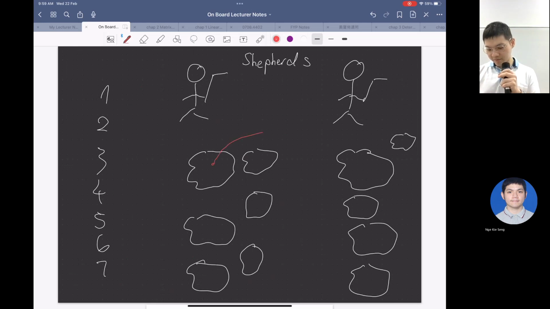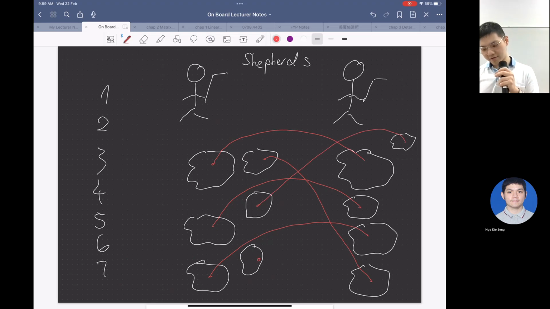So I got one sheep, you got one sheep. I got one sheep, you got one sheep. I got one, but you don't have the other one, right? So there's no bijection formed.